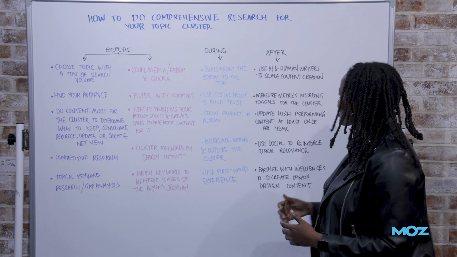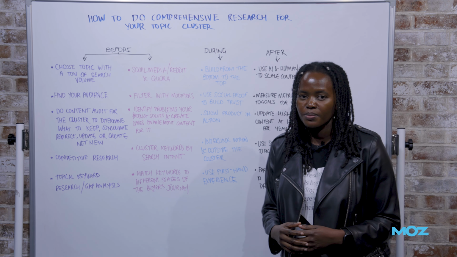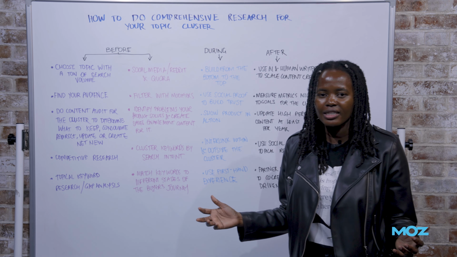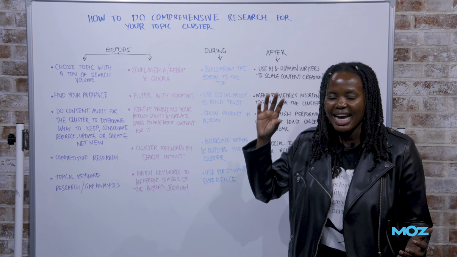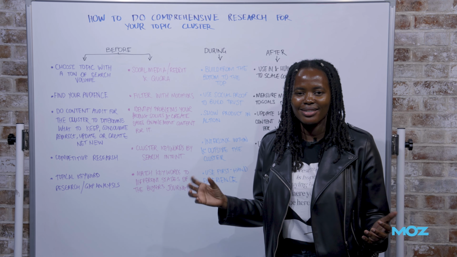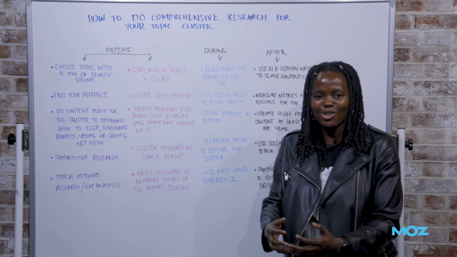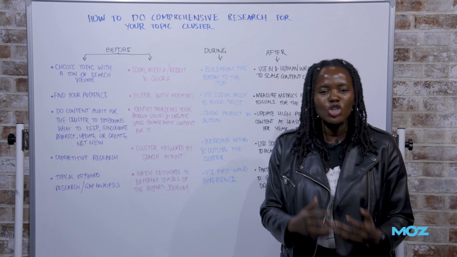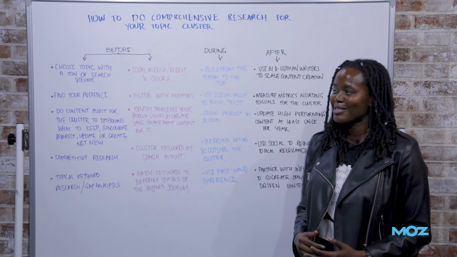What happens next? Use AI and human writers to scale content creation. Massive mistake I see people making is that they try to use AI as the all-in-all, and I hear words like hack. You can't hack content. Doesn't make sense. The best way is to use AI to create those content outlines and then use human writers to write the content using first-hand experience.